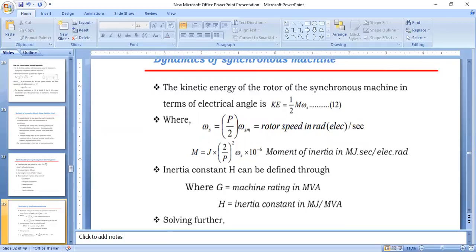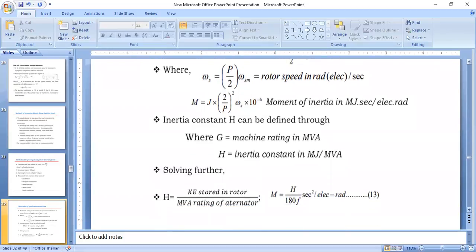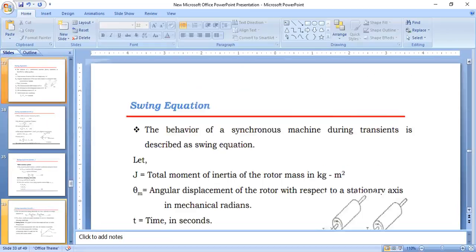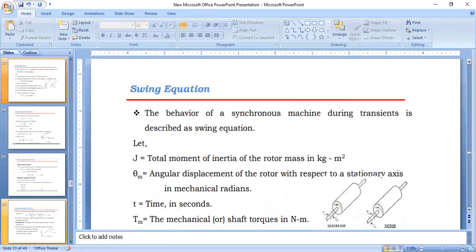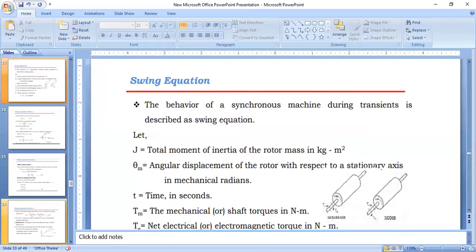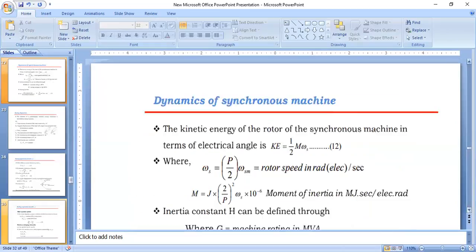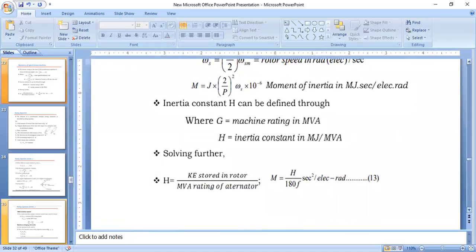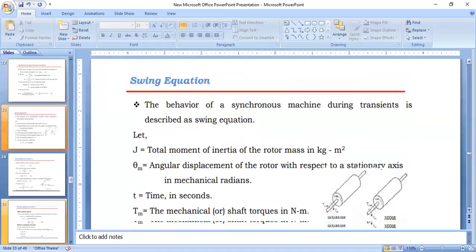Inertia, and the inertia constant H can be defined through where G is equal to machine rating in MVA and H is equal to inertia constant in megajoules per MVA. Solving further, H is equal to H by 180 f seconds squared for electrical radians, that is equal to kinetic energy stored in rotor divided by MVA rating of the alternator.